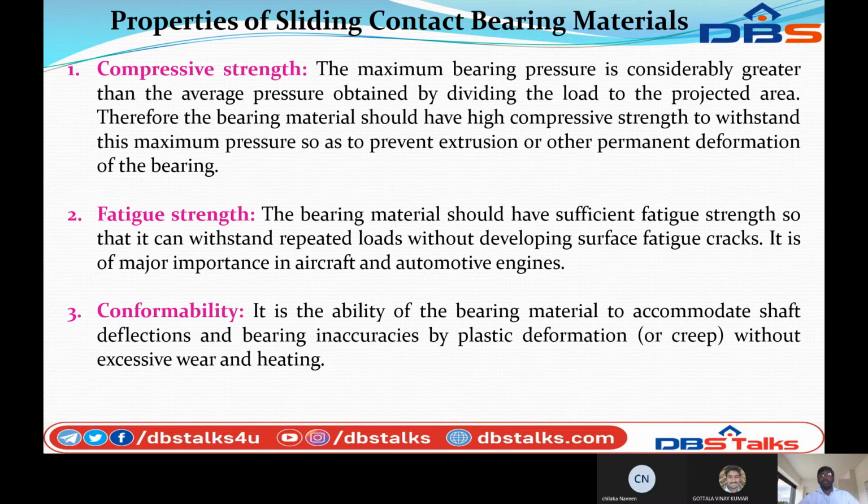Next, what are the properties of sliding contact bearing materials? We can discuss them one by one. First, compressive strength. The maximum bearing pressure is considerably greater than the average pressure obtained by dividing the load by the projected area. Therefore, the bearing material should have high compressive strength to withstand this maximum pressure, so as to prevent extrusion or other permanent deformation of the bearing.